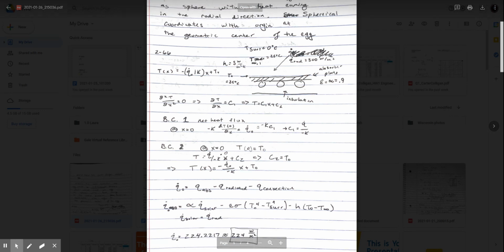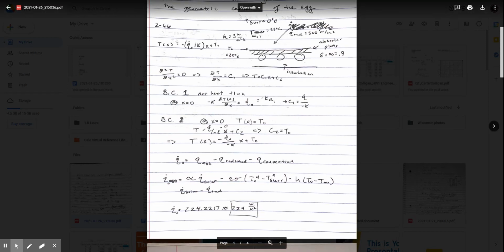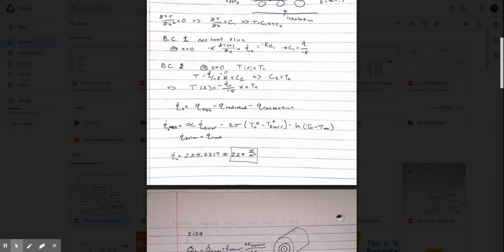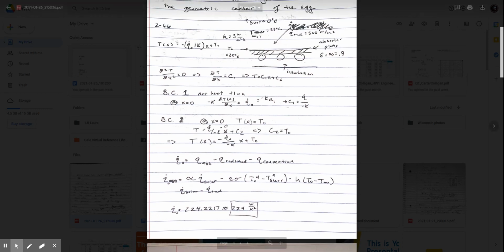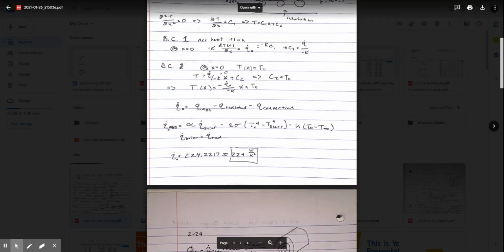And then you're going to apply two boundary conditions, the first one being no heat flux at the interface, and then the second one is that there's going to be no temperature difference between the surrounding temperature and the surface of the conducting material. And from there, you're going to get your two integration coefficients, and then you're going to solve for the net heat flux. And from there, you're going to use the Q absorbed by the conducting material from the sun, subtracted the Q radiated by the material, subtracted by the Q conduction material. And you're going to use the formulas for that, and that's going to give you this answer.